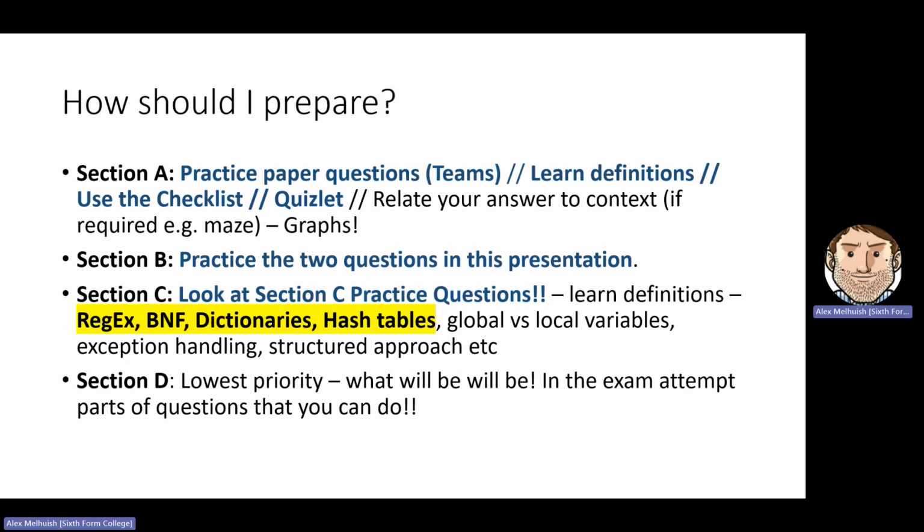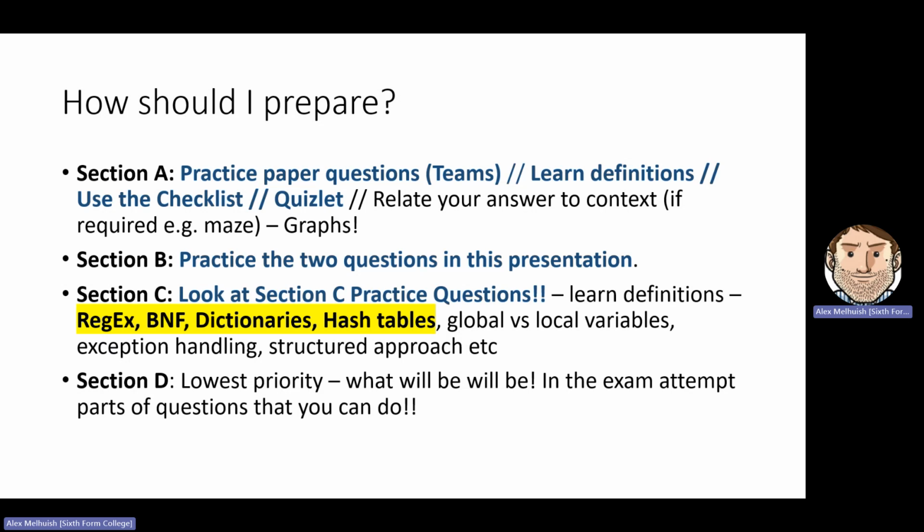For section C, obviously look at the feedback video. I think that's a good starting point for the mock. And then you can see I've highlighted regex, BNF, dictionaries, hash tables, because they are clear connections to this particular pre-release. With it not being an object-orientated program in the skeleton code, it's hard to see that they're going to be asking you many OOP questions.